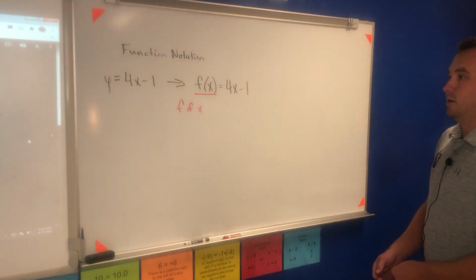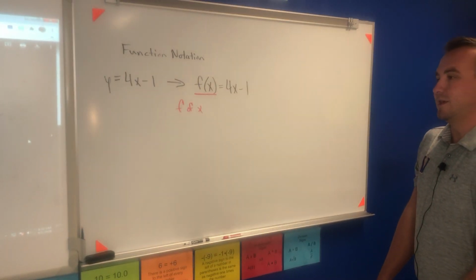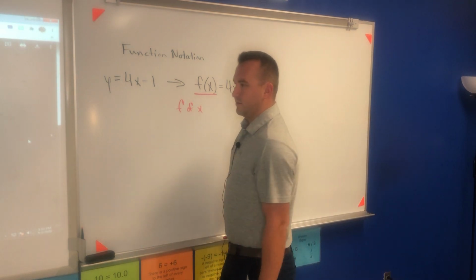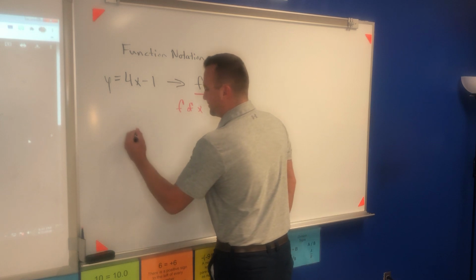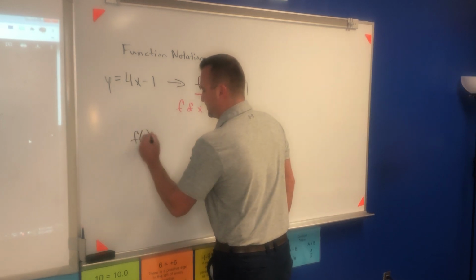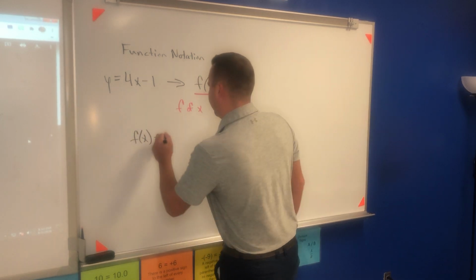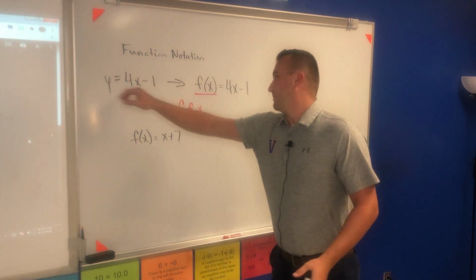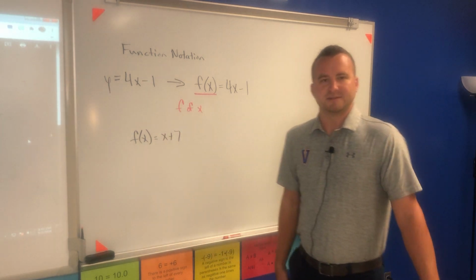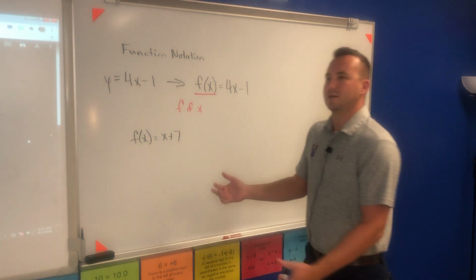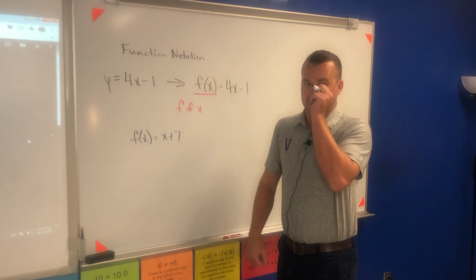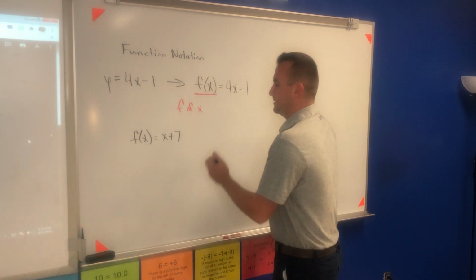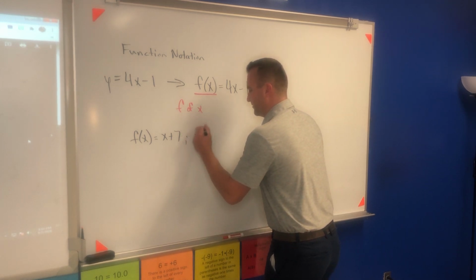Now, when we get into evaluating with examples, all we're going to have is f of x is equal to x plus 7, okay? F of x and y equals are basically the same thing. That's all. The only difference is this is called function notation. So f of x is equal to x plus 7, and say your questions are going to look like this.